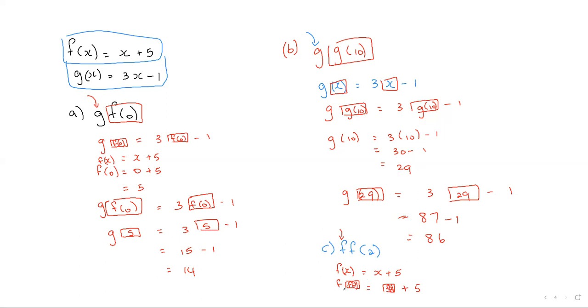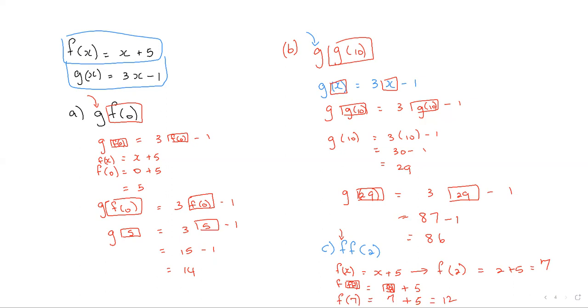So we need to figure out what is f of 2. Everywhere I had x, I'm going to put 2. So that would have been 2 plus 5, which is 7. So we're going to replace f of 2 with 7, because f of 2 is 7. So that will become 7 plus 5, which is 12. Very good, those of you who got it.